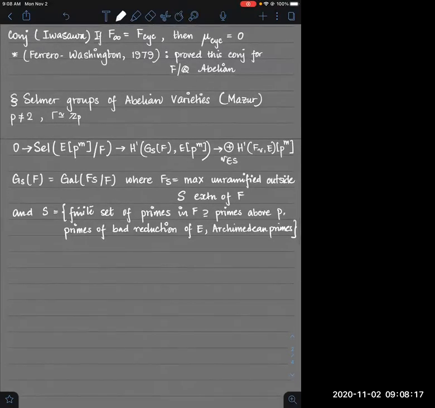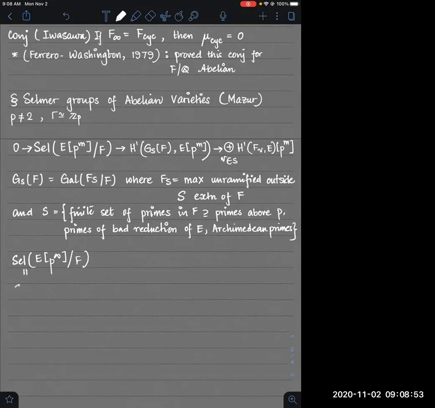So, as I said, the Selmer group is going to measure some sort of a local-global failure. So this is the global group, this is the local group, it's the kernel. Now, we are not necessarily interested in the p^m torsion. So I'll take direct limits and talk about Sel E[p^infinity](F). This is the p-primary part of the Selmer group.